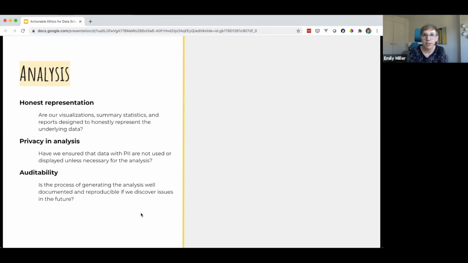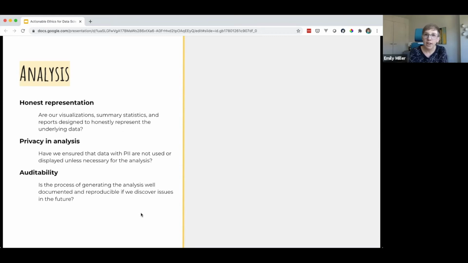Have we used a dual axis chart when a single axis would have sufficed? Have we used color in an intuitive way to help people reach the correct conclusion from the visualizations that we've created? We also want to think about privacy in analysis. Have we ensured that data with PII are not used or displayed unless necessary for the analysis? We want to make sure, especially if we're working with sensitive information, that we're not inadvertently revealing any PII in the visualizations that we're creating.